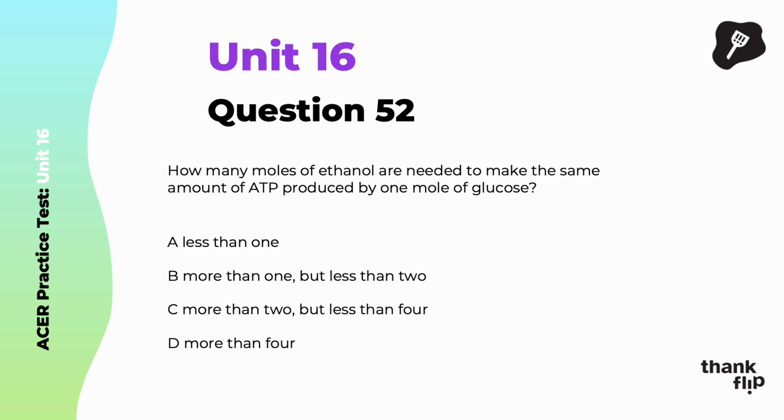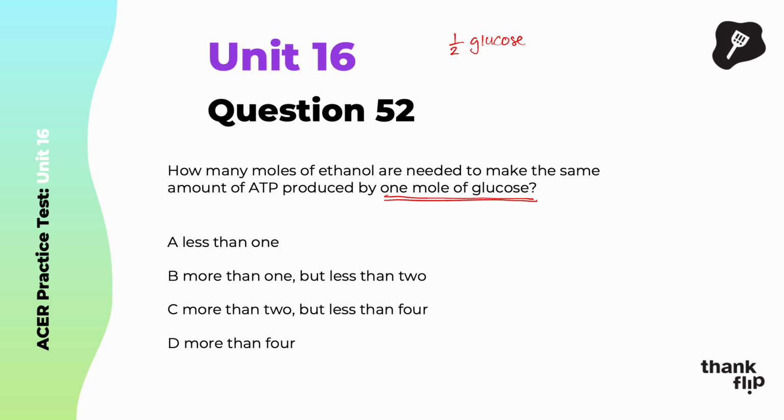Now, question 52 is asking us about how many moles of ethanol are needed to make the same amount of ATP that's produced when you have just 1 mole of glucose. So first we're going to look at that 1 mole of glucose. Let's see how much is actually produced by 1 mole of glucose, right? So in our diagram here, we're given the amount of ATP produced by 1/2 glucose. So half a mole of glucose.